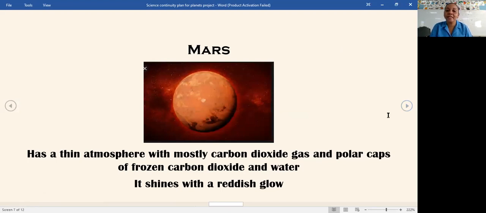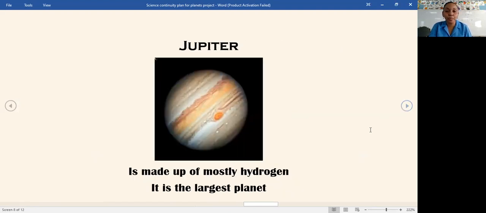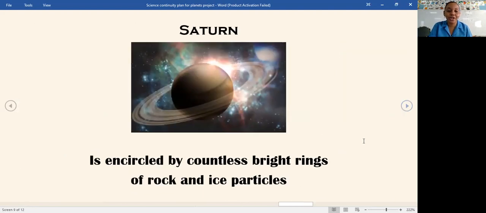It has a thin atmosphere with mostly carbon dioxide gas and polar caps of frozen carbon dioxide and water. It shines with a reddish glow. Jupiter is made up of mostly hydrogen. It is the largest planet, and remember, this is one of the outer planets. Saturn, beautiful Saturn, my favorite, is encircled by countless bright rings of rock and ice particles.